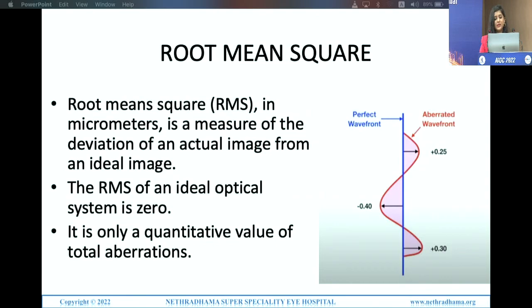Okay, so let's just talk about a few terminologies that we commonly use in aberrometry. So the root mean square, these numbers that I talked about, when we square them, add them up and take the square root of these numbers, they give you a value which is measured in micrometers. It gives you an objective assessment of the total aberrations, and that's nothing but the root mean square. It's a quantitative analysis and not a qualitative analysis.